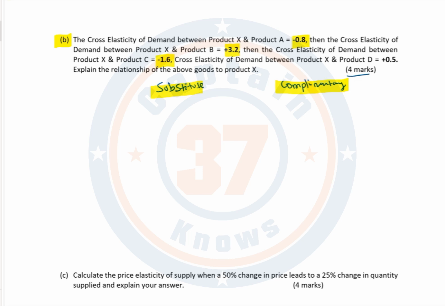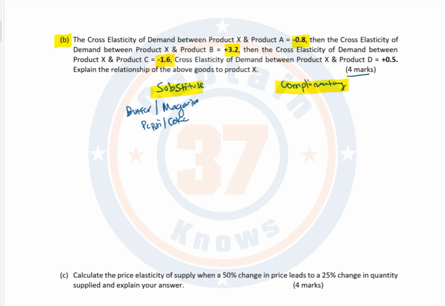Substitute products are those, like for example, you have got butter. Instead of butter, you can buy margarine. Instead of a Pepsi, you can get a Coke. These are substitute products, meaning if you don't have one, you can use the other. And the principle is like this. When there is a substitute product, it can affect the demand of a product. For example, margarine can affect the price of butter.